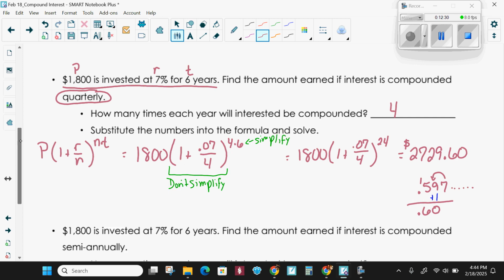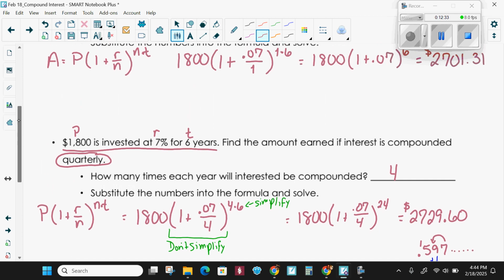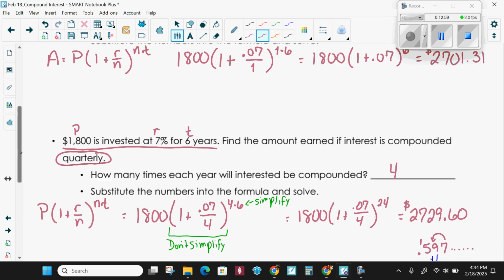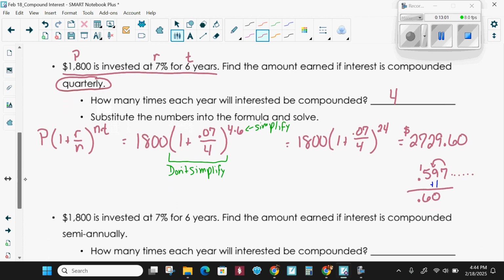Okay, now if you look at the two numbers that we've gotten so far, for annually we got $2,701.31. For quarterly, we got $2,729.60. So we got a lot more, not a great amount, but we got more with the quarterly than we did with the annually. So the compounding, it looks like the more you compound during the year, the more money you make during the year. So that's something you want to look for when you're going into investments.